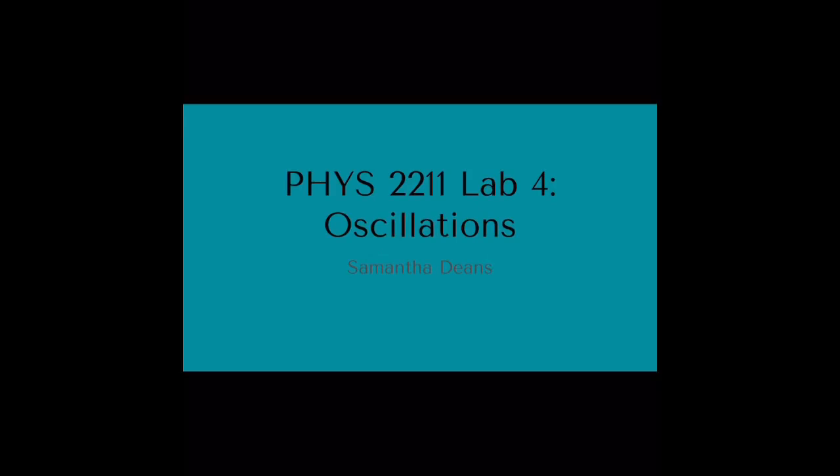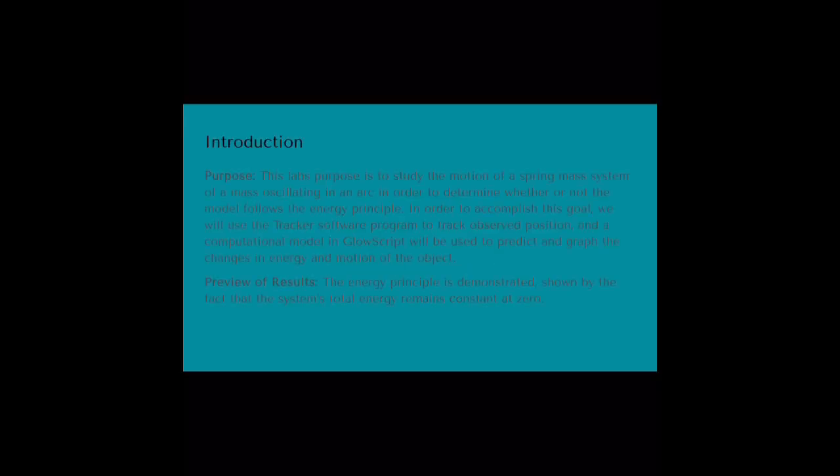Physics Lab 4, Oscillations. This lab's purpose is to study the motion of a spring mass system of a mass oscillating in an arc in order to determine whether or not the model follows the energy principle. In order to accomplish this goal, we will use the Tracker software program to track observed position, and a computational model in GlowScript will be used to predict and graph the changes in energy and motion of the object.